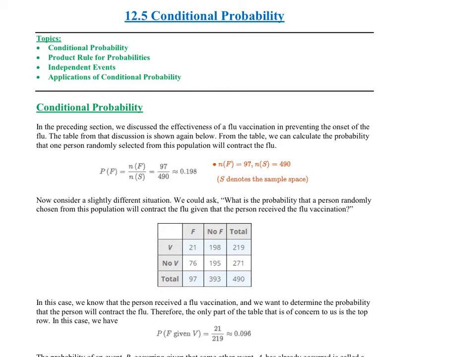It says, from the table we can calculate the probability that one person randomly selected from this population will contract the flu. So what we did was we looked at the total who contracted the flu, and then we looked at the total number of people in the survey. Remember, it's what you want, in this case those who had the flu, over the total possible, which is the 490. So that gives us our approximation of 0.198 when you do 97 divided by 490. 0.198 as a decimal, or we could have left it as a fraction, or even written it as a percentage.